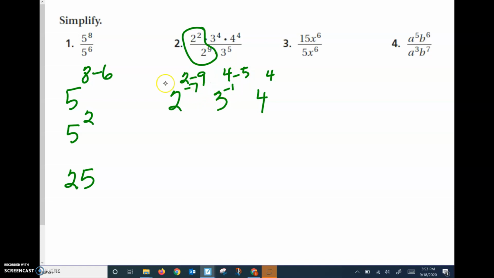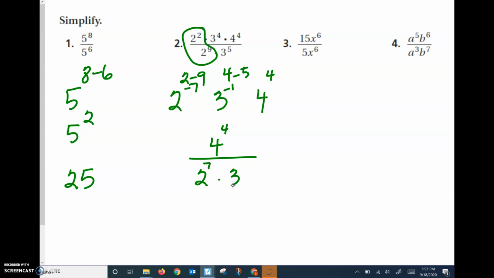4 minus 5 is a negative 1. So remember, we're not allowed to have negative exponents. So I'm going to leave this 4 to the 4th on top because that is a positive exponent. I'm going to leave that. But 2 to the negative 7th, we cannot have that negative exponent. So I'm going to write 2 to the 7th. And 3 to the negative 1 is just 3.